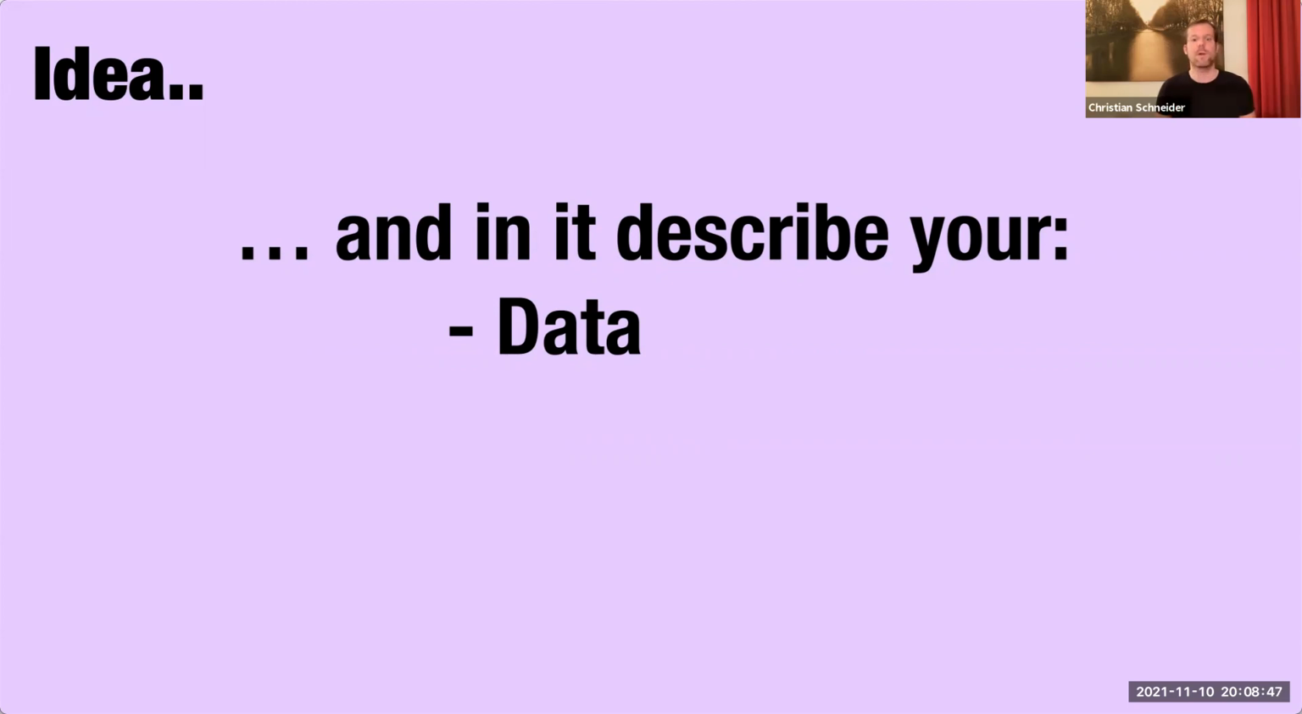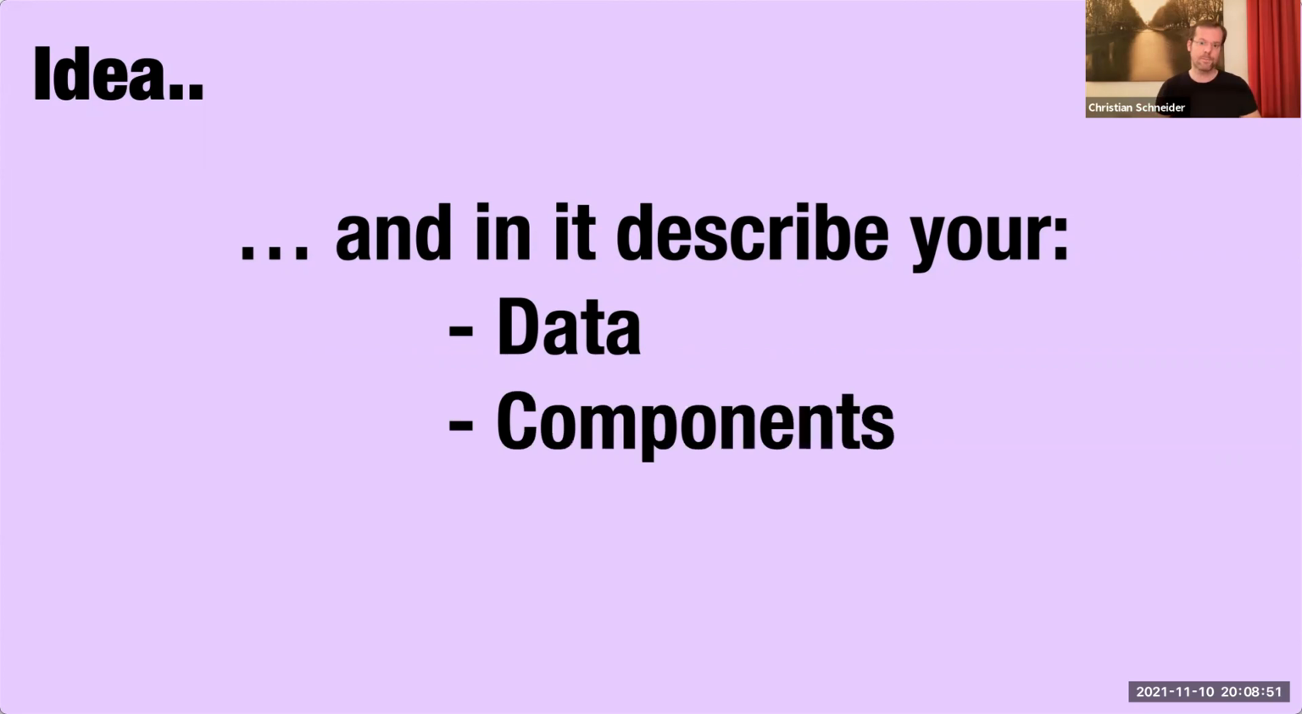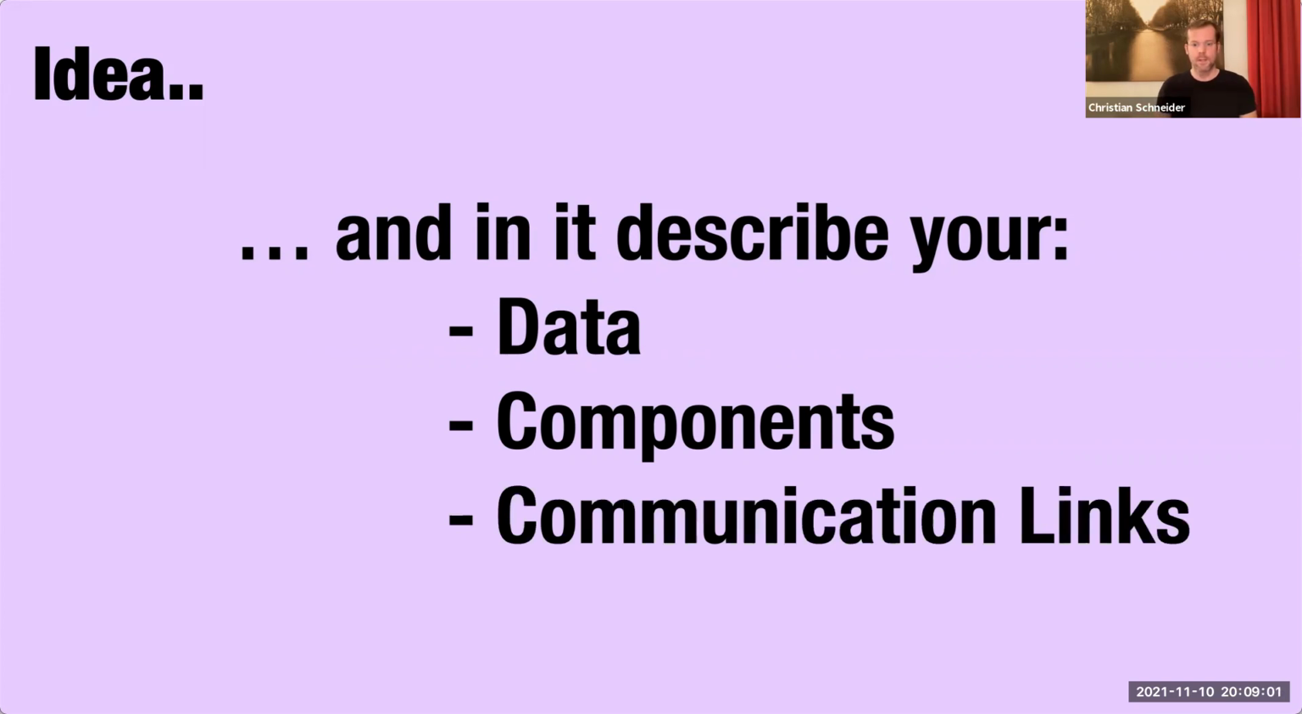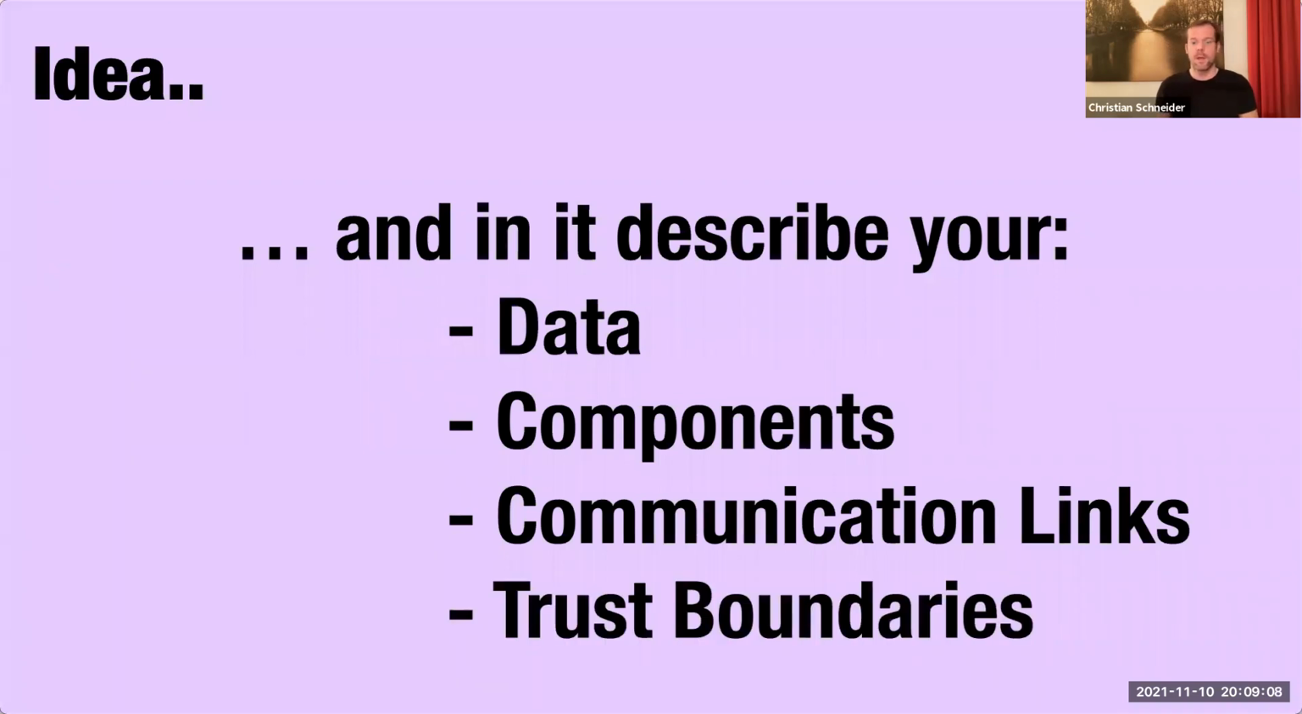So we can describe the rough data assets we are having in our architecture in that model, and the components. These are the boxes one would usually draw in such a classic threat modeling workshop on the whiteboard, and the connections between them. So what component is speaking to what other component? The communication links. And at the end, you model the trust boundaries.